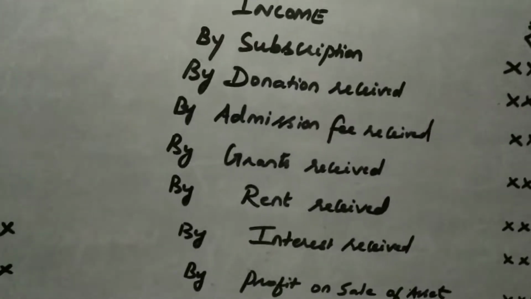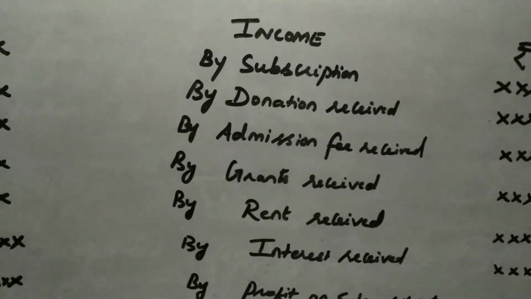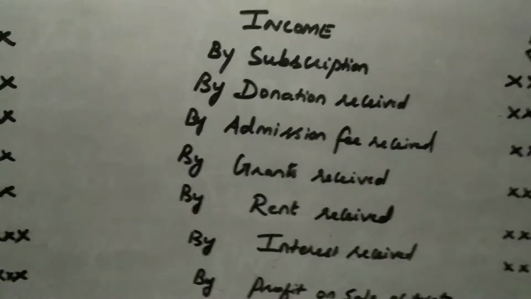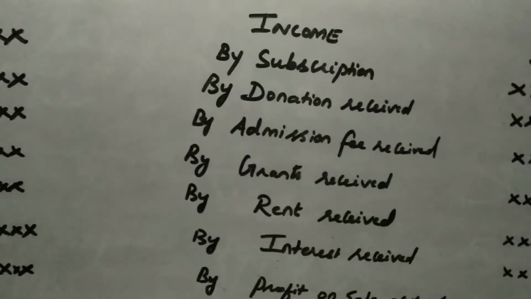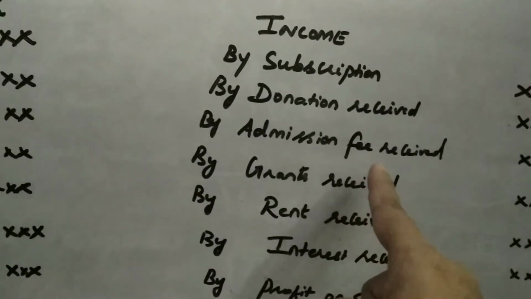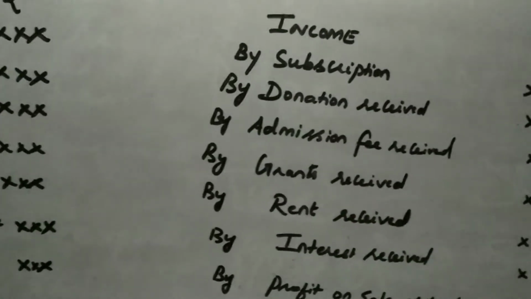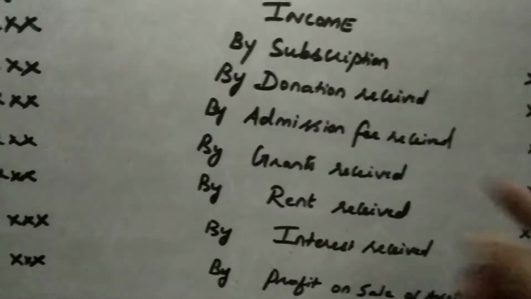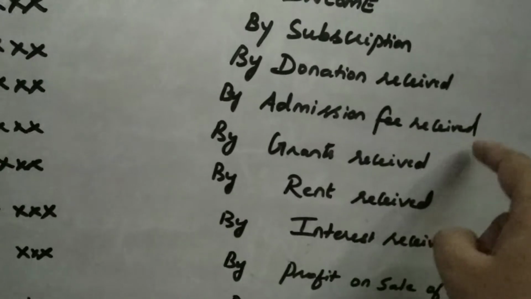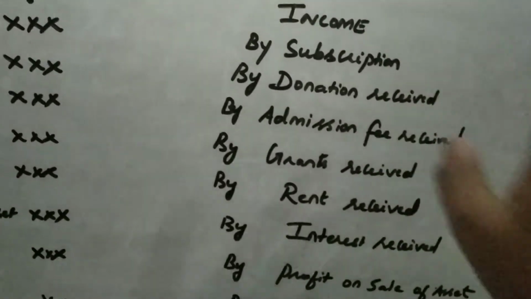This admission fee, I told you, can either be a revenue item or a capital item. But we will be treating this admission fee as a revenue item. Why? Because we assume that members are being admitted every year. So admission fee is being treated as a revenue item here. That's why we are including it in the income and expenditure account.